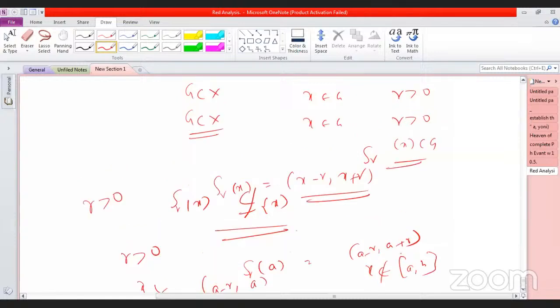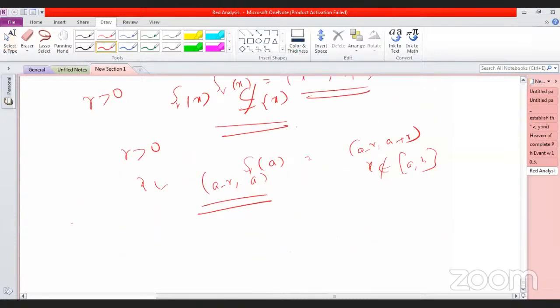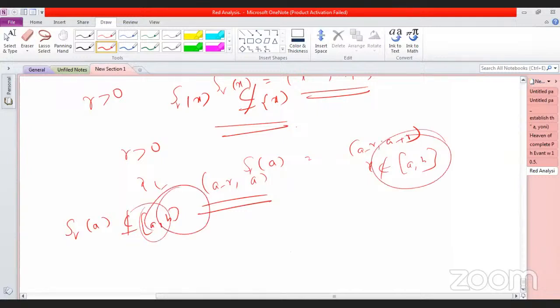So the condition is that S_r(a) does not belong to (a, b) for any r. And (a, b) is not open if it does not belong to (a, b). If these conditions are satisfied, then (a, b) is not open in R.